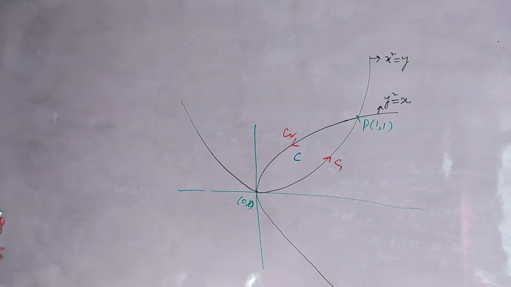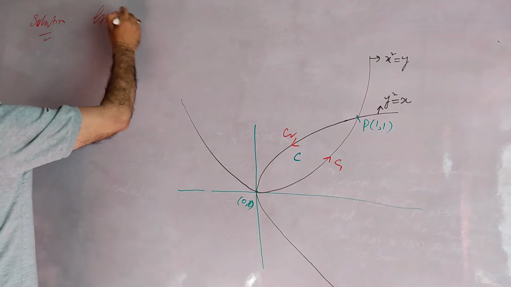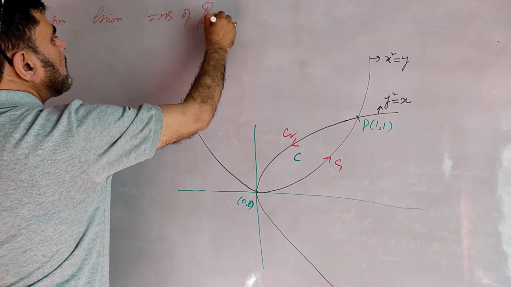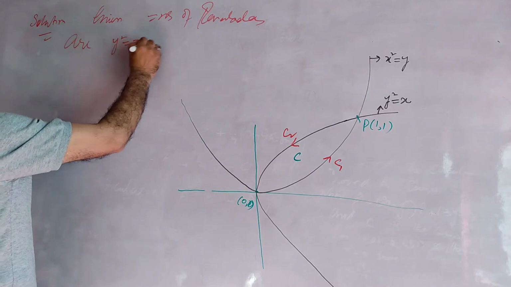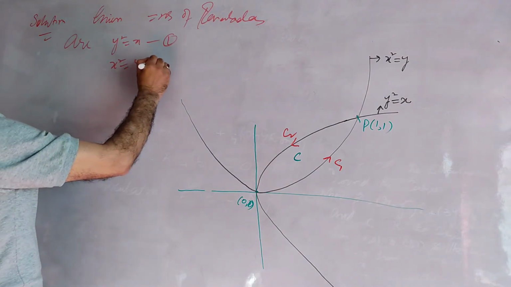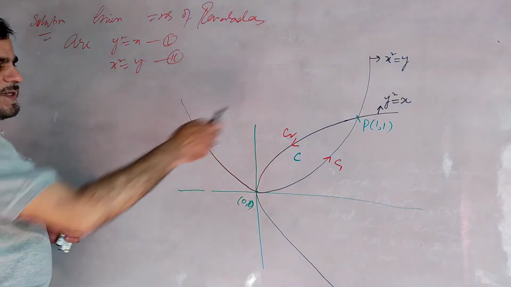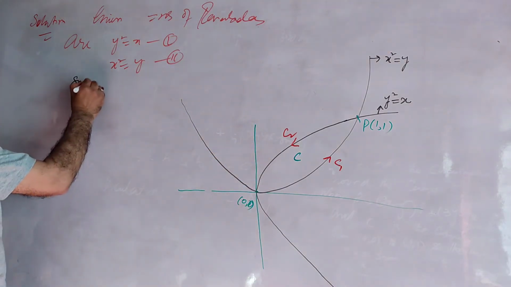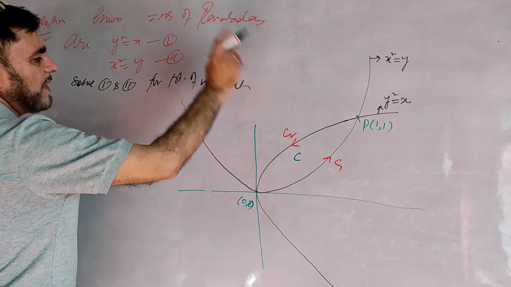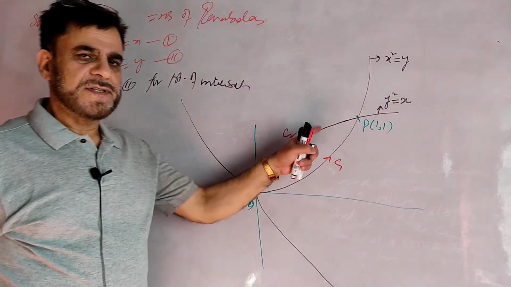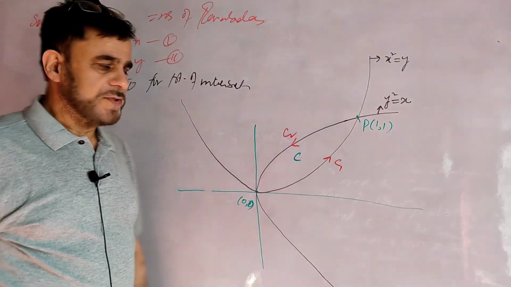Now solution part we will write. Given equations of parabolas are, one is y square equal to x, then x square is equal to y. Solving these for the points of intersection, we will of course get this point and this point. Let us solve first and second for the points of intersection where they meet. It is obvious the two parabolas meet in the first quadrant, so there is no possibility of a negative intersection. The intersection will be positive.